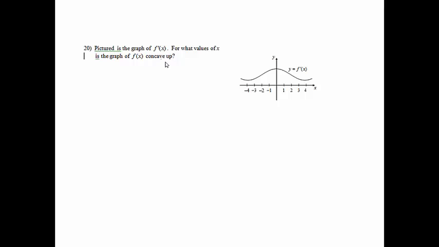Okay, 20, pictured is a graph of f prime of x. For what values of x is the graph of f concave up? We need f double prime, so here we go. F double prime, if this is f prime, we're going down a level, so we're going to be looking at the slopes.